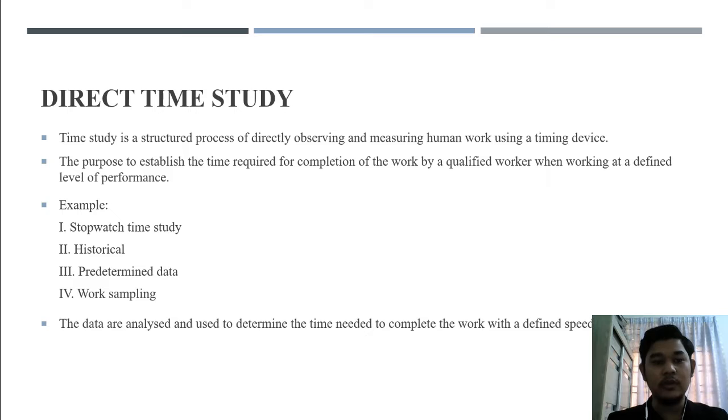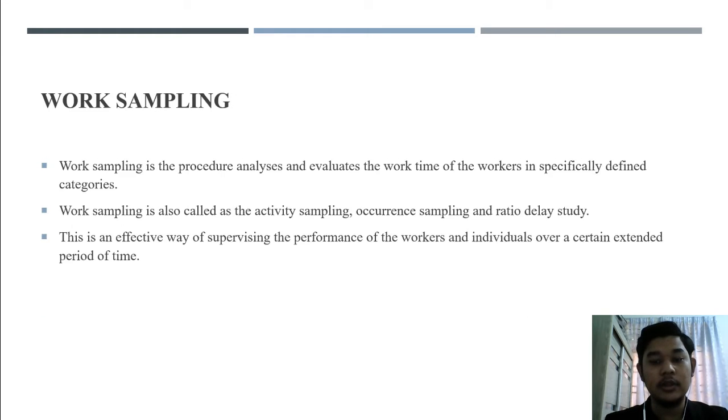Direct time study. Direct time study is a structured process of directly observing and measuring human work using a timing device. The purpose is to establish the time required for completion of the work by a qualified worker when working at a defined level of performance. For example, stopwatch time study, historical data, predetermined data, work sampling. The data are analyzed and used to determine the time needed to complete the work with a defined speed.